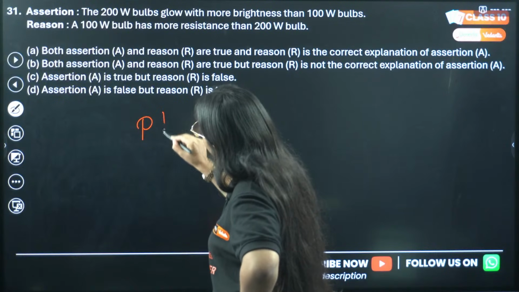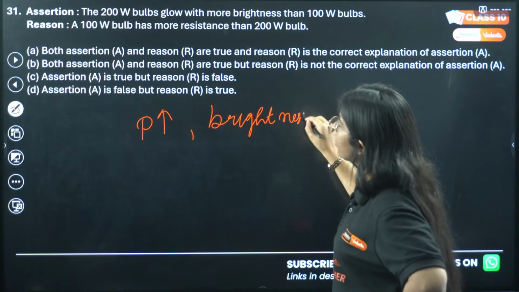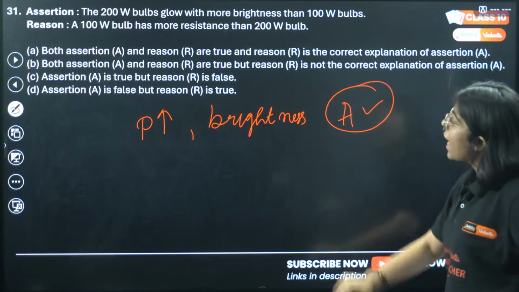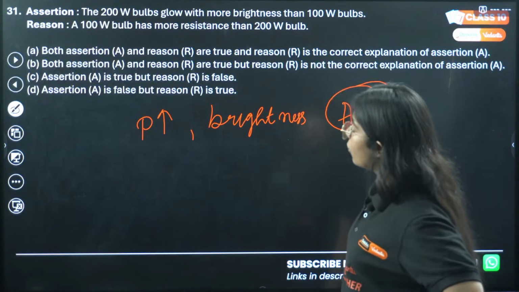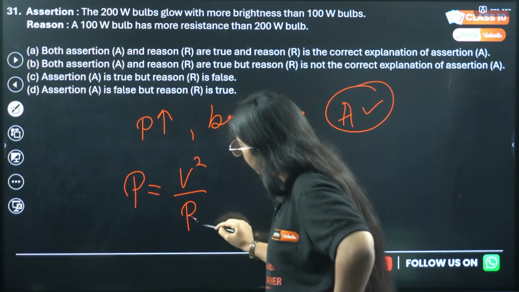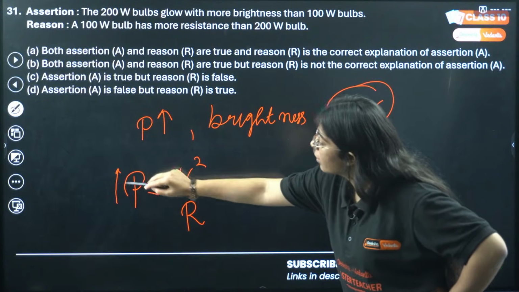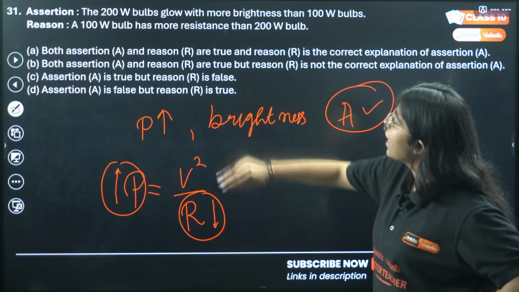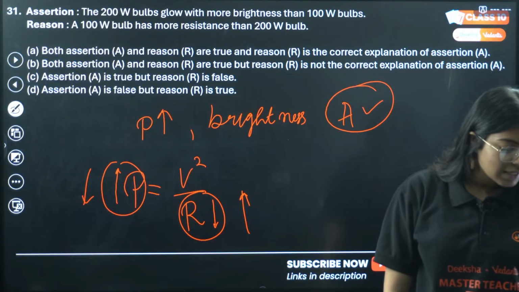So they are saying the 200 watt bulb glows with more brightness. So definitely if power is more, brightness will be more. So brightness is more. Till now the assertion is correct. And they are saying the 100 watt bulb has more resistance than the 200 watt. Now, if I tell you this is the formula of power and resistance we use, then isn't this right? If power is more, it will have less resistance, so the 200 watt will have less resistance and the 100 watt will have more resistance. So isn't the reason correct?